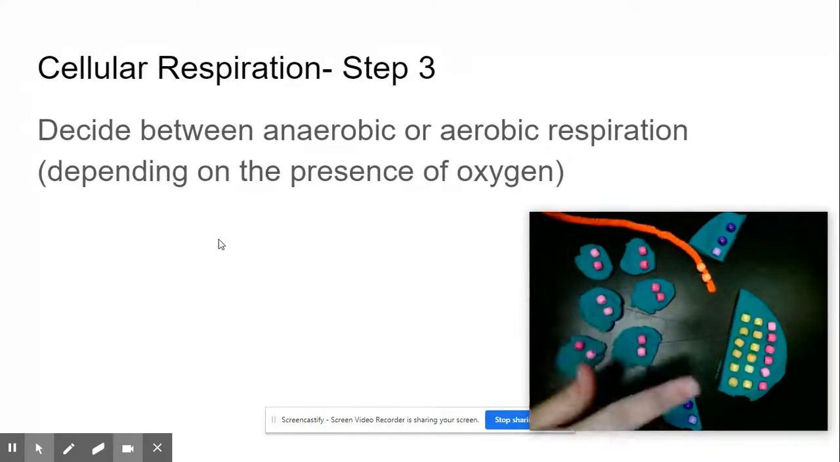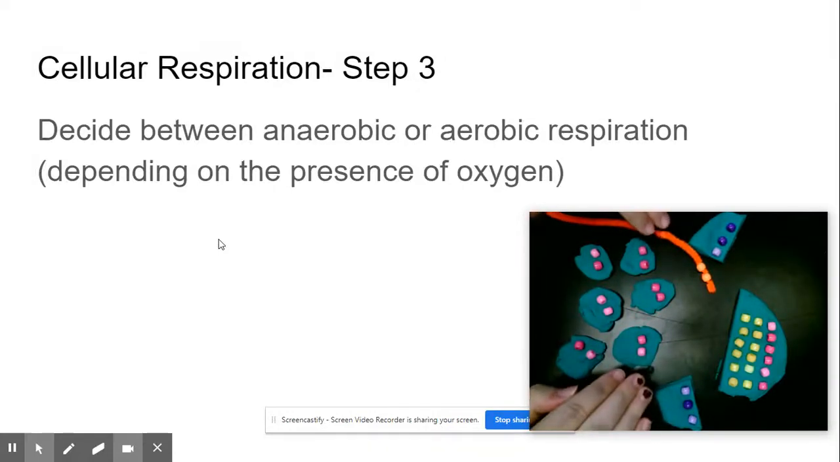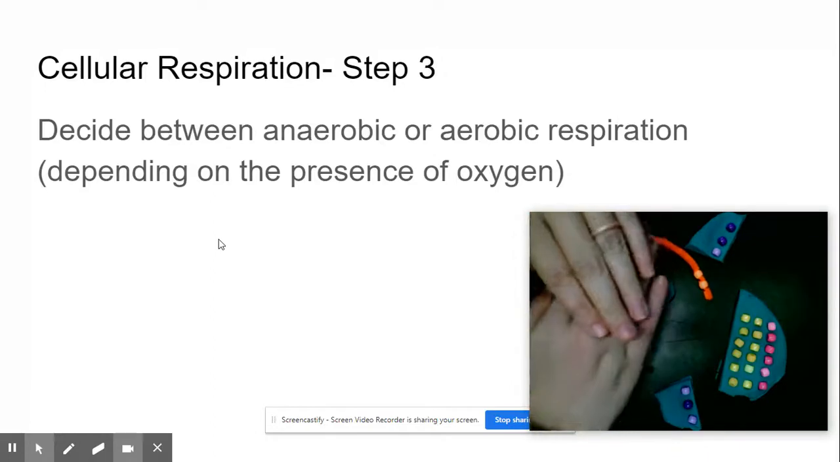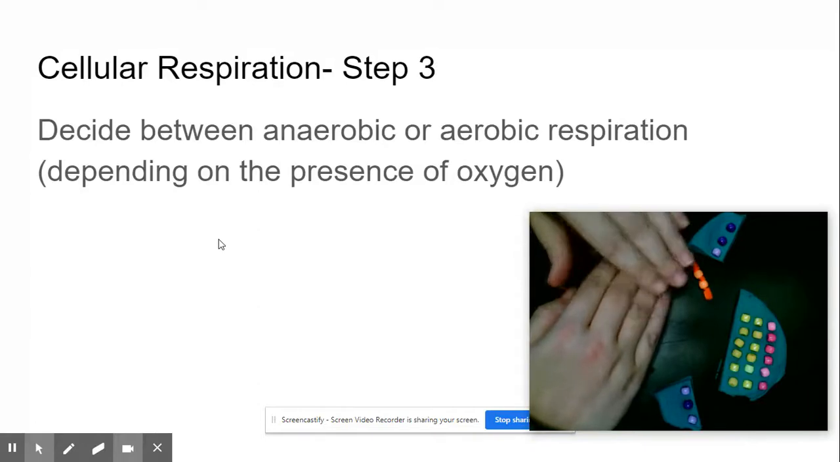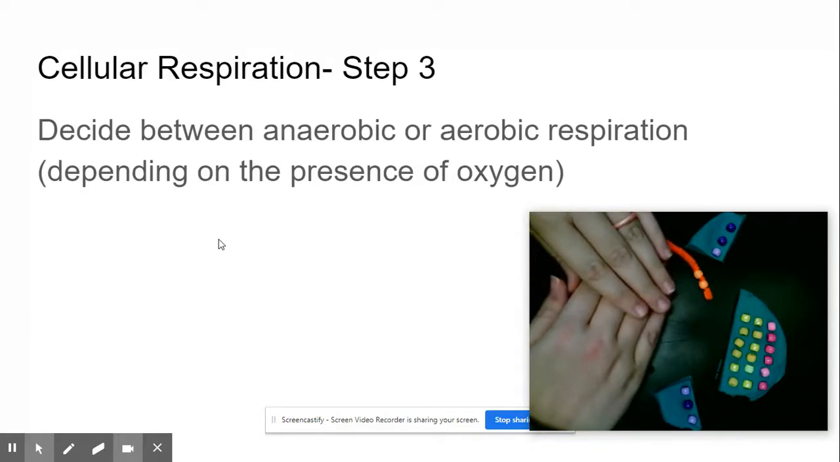So for the next step, we aren't actually going to see a visual change. What happens here is the cell decides if we're going to go through anaerobic or aerobic respiration. And that just completely depends on if we have oxygen there. So if we don't have these oxygen molecules, what you're going to see is we will go through either fermentation, which is the process of making things like alcohol, or also creating lactic acid.